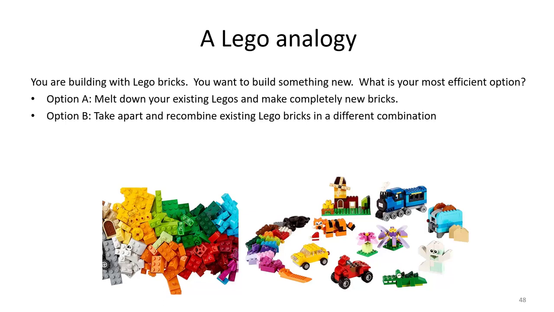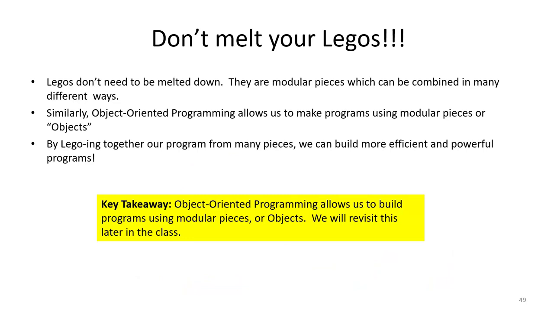So let's briefly talk about a different analogy here. Suppose we're building something with Lego bricks. And you want to build something new. So what's your most efficient option? Would the more efficient option be to melt your existing Lego bricks? You know, turn them into a liquid plastic and then remake completely new bricks? Or would it make more sense to just take apart the Lego bricks and recombine the existing bricks? Hopefully, you're thinking that option B, recombining, would be the best choice.